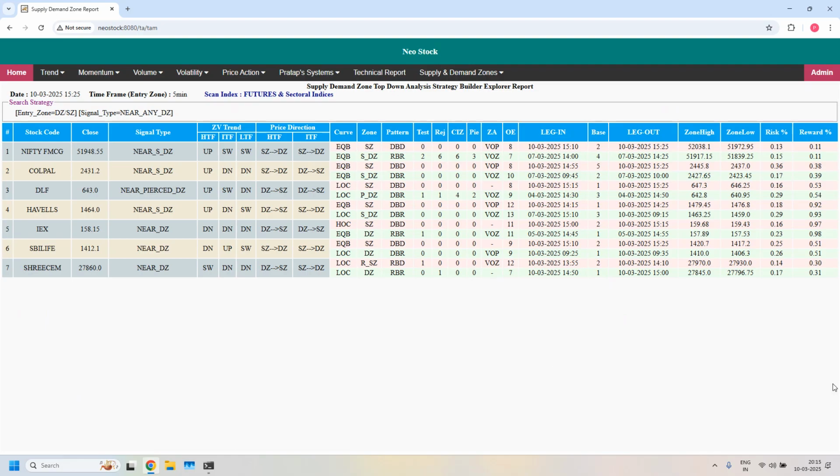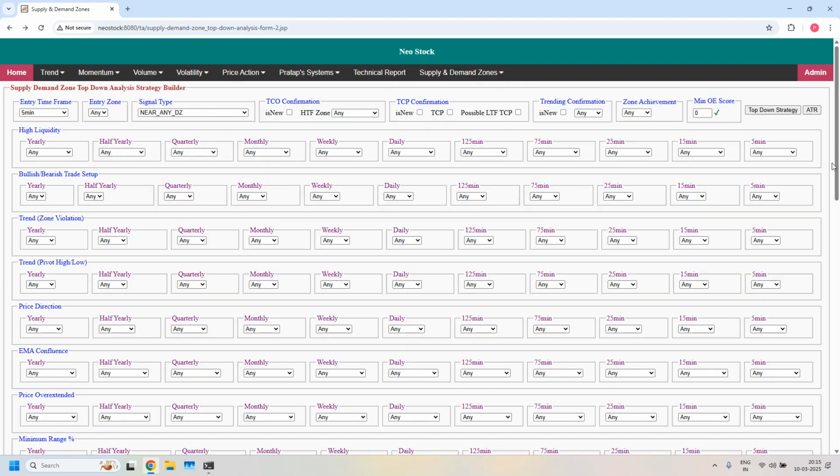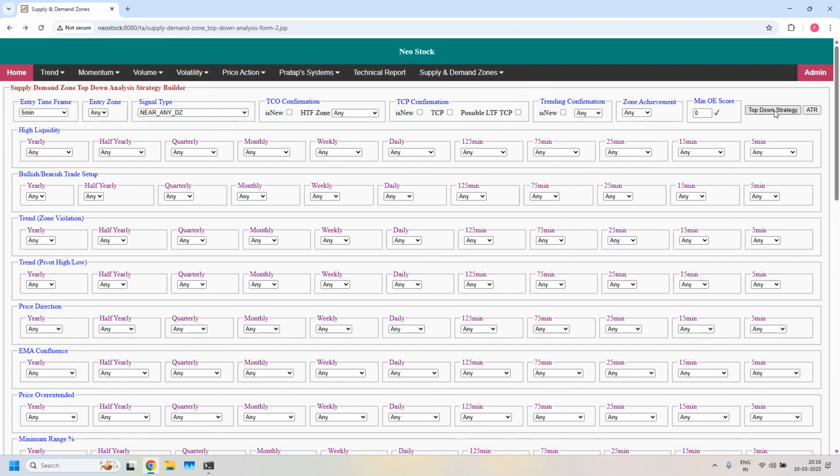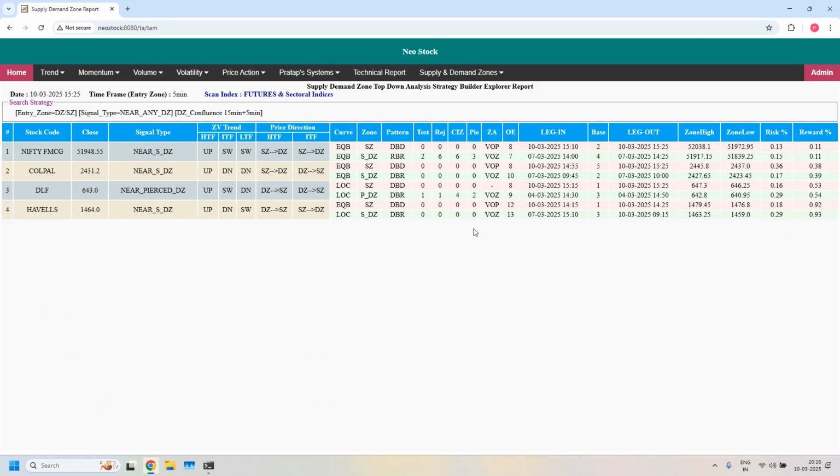We can further filter based on 5 minutes and 15 minutes demand zone Confluence. So we got 4 stocks. Third one and first one are pierced zones.